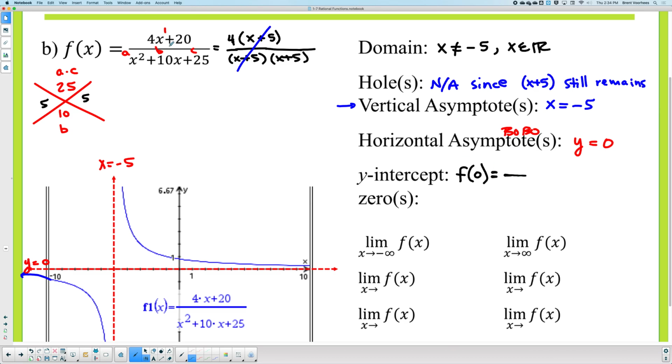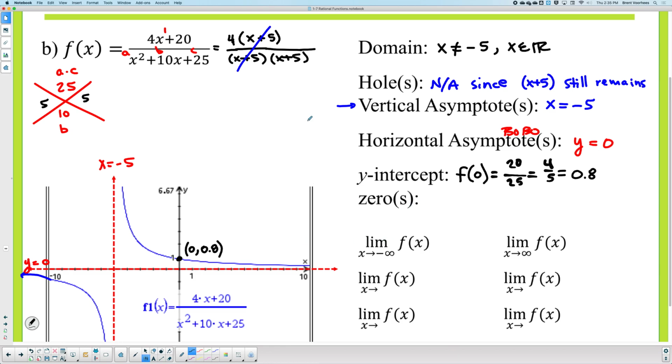So what will happen is this 4 times 0 cancels out, and so it'll just be 20 over 0 plus 25. It'll be 20 divided by 25. Could we reduce that? Yeah, what does that reduce to become? 4 over 5. That's correct. 4 divided by 5. What is that as a decimal? Yeah, 0.8. All right, so I'm going to come over here and add that point in. That point right there is (0, 0.8).